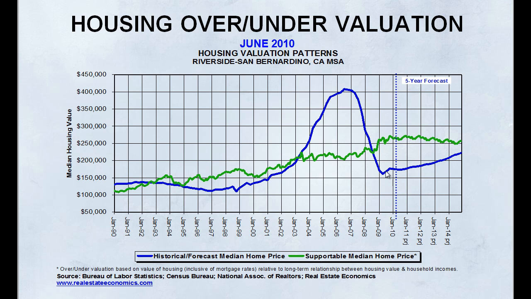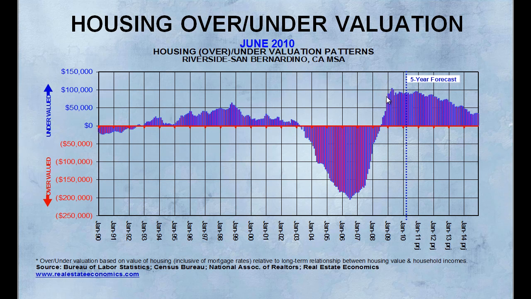And the difference between where prices are now, and there has been a bit of an uptick in price, and where they could be based upon income support, is what we measure as undervaluation in this case. And you can see that level of very high undervaluation where we are right now. Now that comes off of a period of extremely high overvaluation, described as this bubble that began in 2004 and continued through the bursting period of 2007-2008. An ugly period. We've lost a lot of value in the Inland Empire. Nonetheless, we are undervalued relative to that long-term relationship between household incomes and home costs.